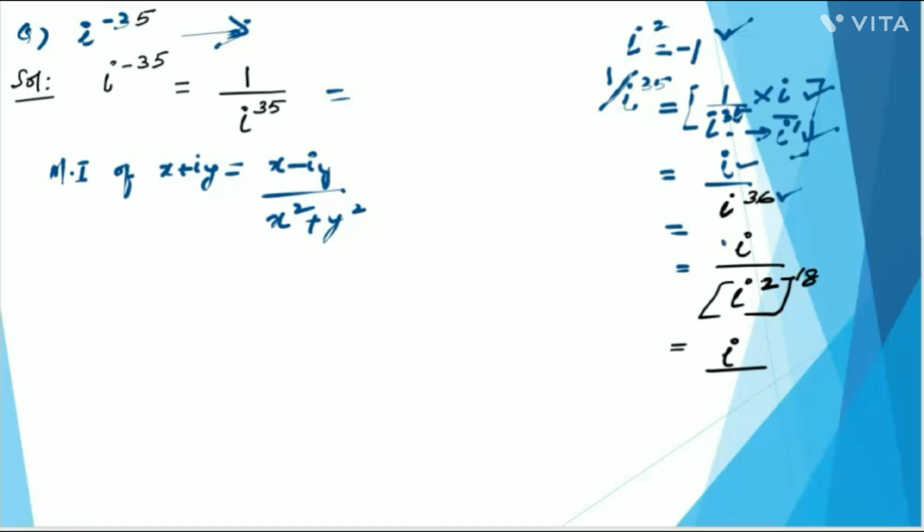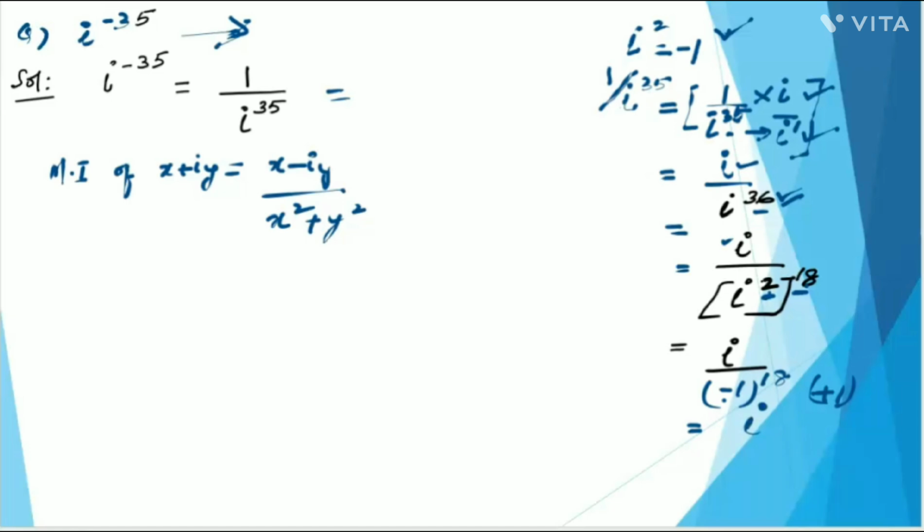Now i as it is here in the numerator, and 36, I am playing a game. I am writing it as i to the power of 2 into 18. 2 into 18 is 36. So why am I doing this? Because I know the value of i square is minus 1. Now the power is an even number. So what will I get? This minus 1 will become plus 1. So I am left with i.